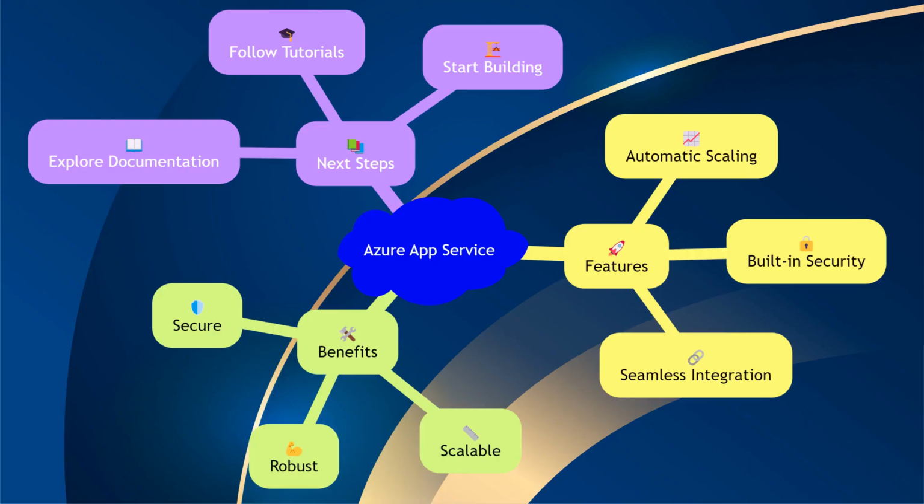In conclusion, Azure App Service is a powerful platform for building, deploying, and scaling web apps. It offers numerous features and benefits, including automatic scaling, built-in security, and seamless integration with other Azure services. By following best practices and leveraging the tools provided by Azure, you can create robust, scalable, and secure web apps. As a next step, explore the Azure documentation and tutorials to deepen your understanding and start building your own web apps using Azure App Service.